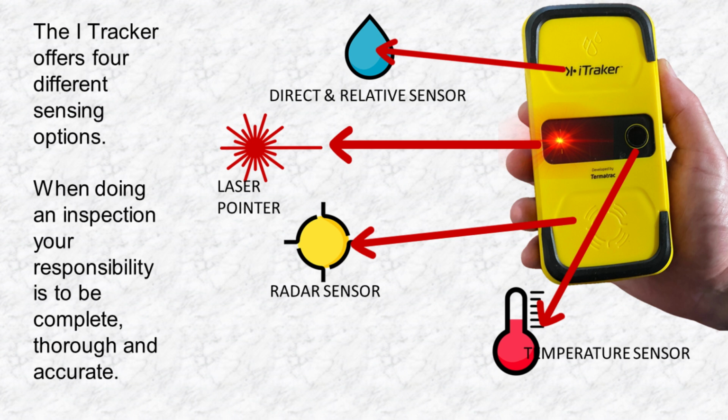And as you can see on the eye tracker, at the top we've got direct and relative humidity sensor, we've got the laser pointer, we've got the radar sensor, and we've also got the temperature sensor. Having the use of these sensing capabilities is really going to set you apart as an inspector, and that's why we need tools that are going to give us more capabilities of sensing the things that can lead to conducive conditions and obviously bringing things like termites into a structure.